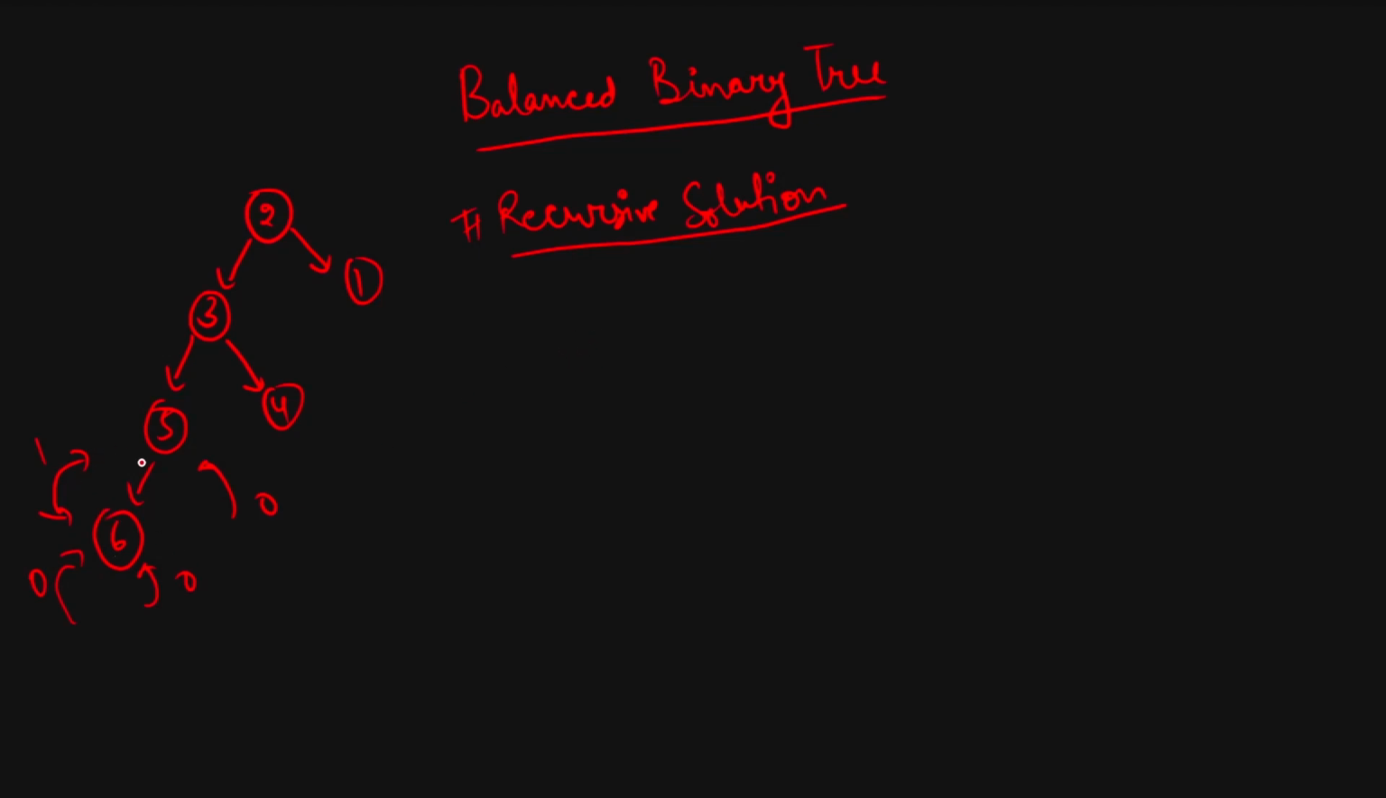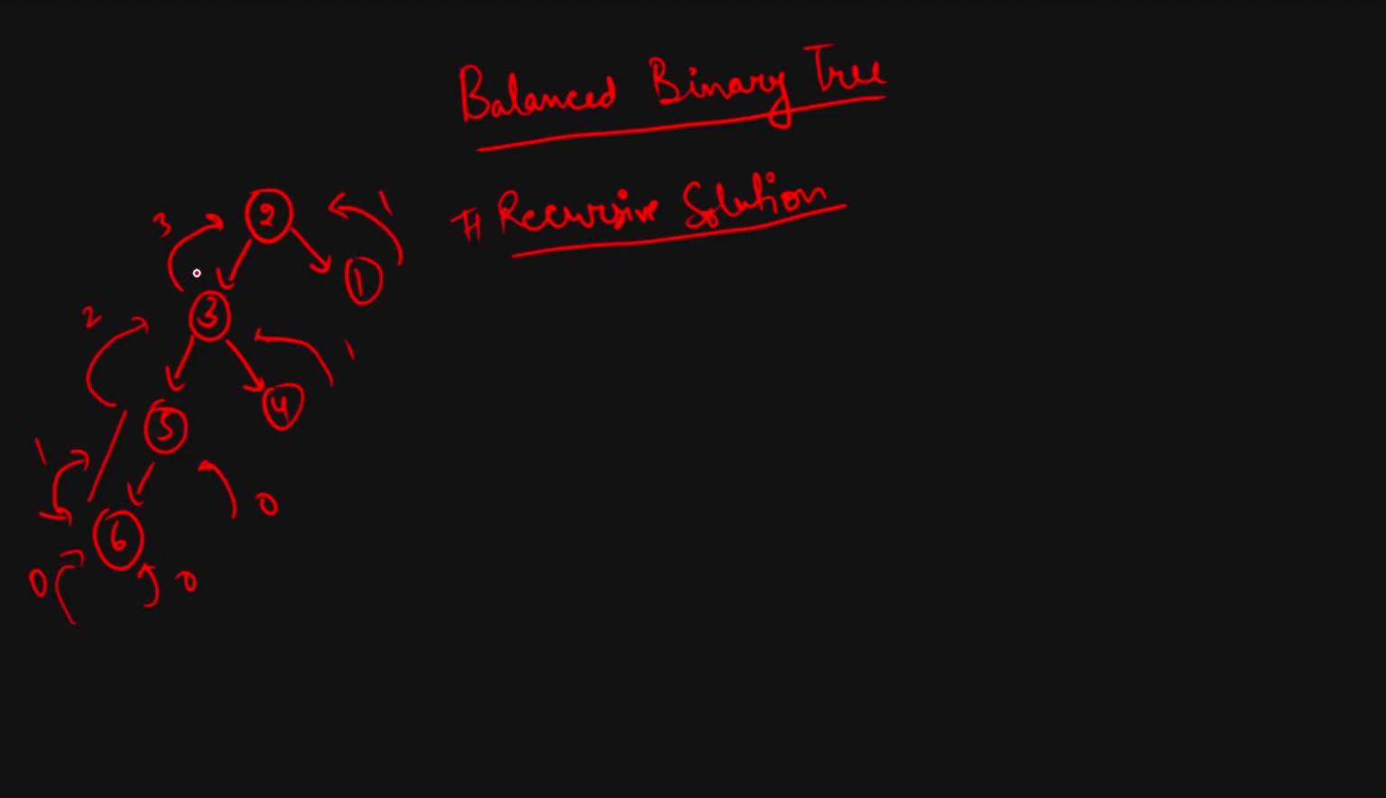So I will check again. From here, the height of this will be 2, and its right subtree height is 1. Now I will say 2 minus 1, which is also not greater than 1. So right now my tree is still balanced. And what will be the height of this? The heights are 2 and 1. Which is maximum? 2 is maximum. I will add 1 to it. So now this will return 3, and this will return 1.